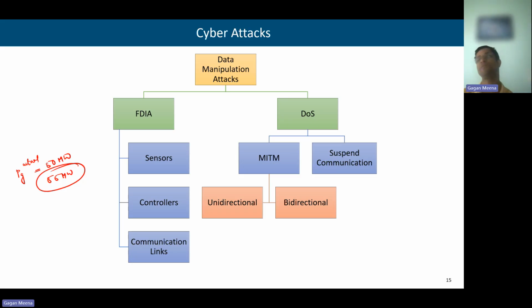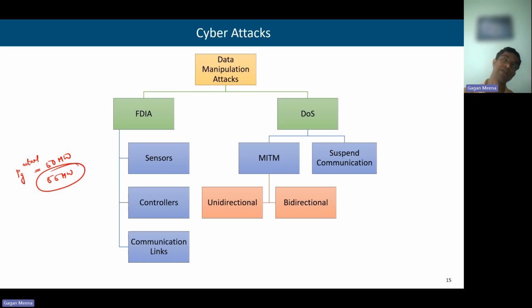Similarly, the controller was supposed to act at MPPT during the daytime peak hours. However, the malicious attack says that there is no need for PV to be on. And if it's not on, how will the storage be charged? So it's a problem. Okay, similarly, for the denial of service attack, there is a man in the middle or suspended communication.